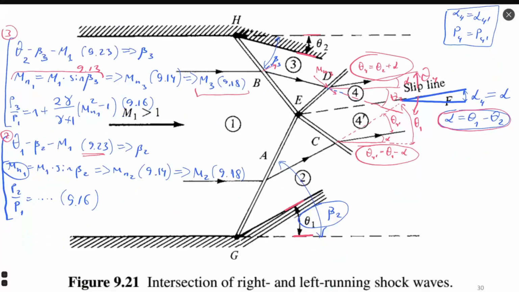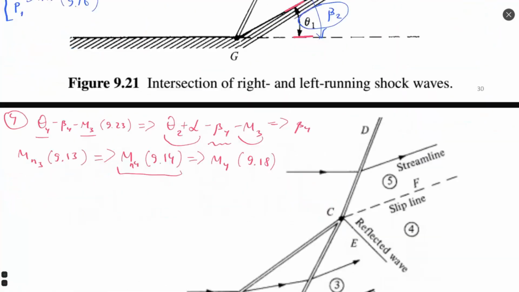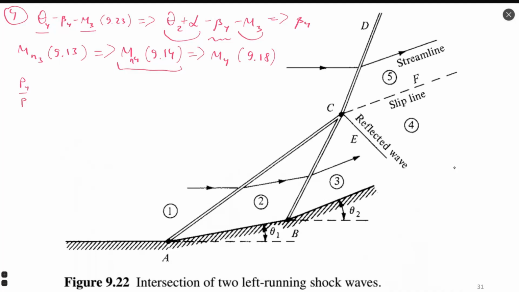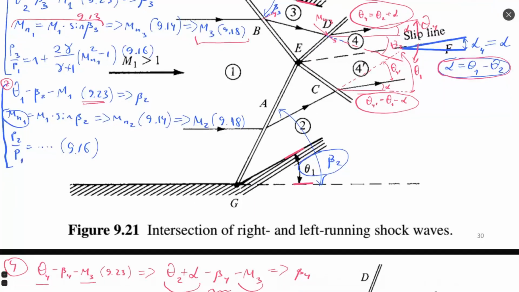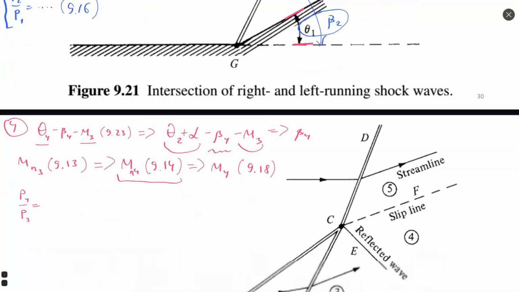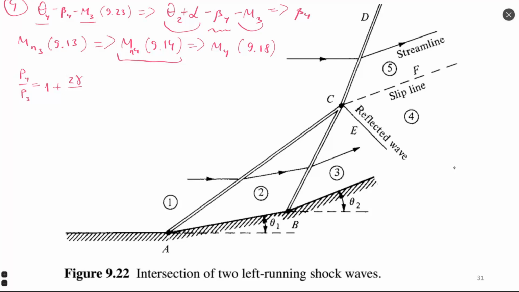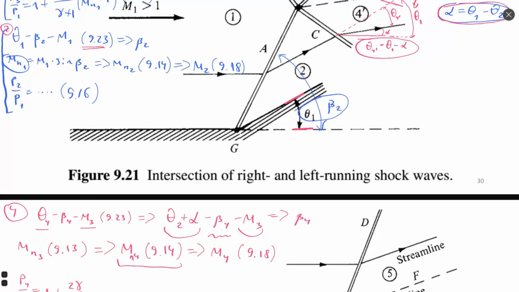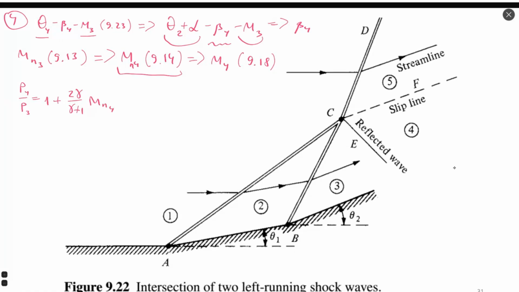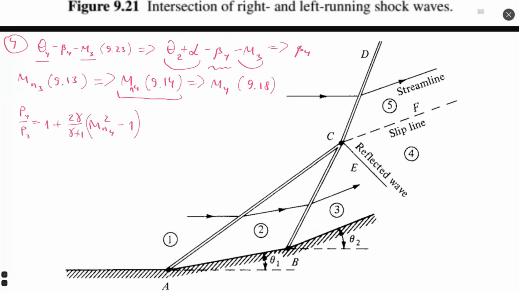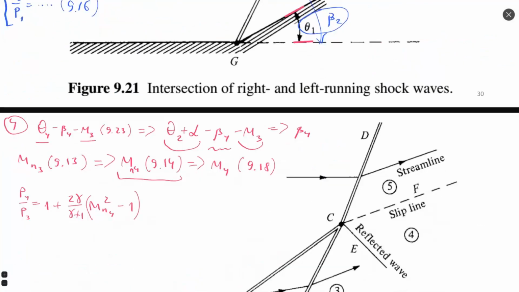And the last operation is to calculate the transition in pressure. Pressure 4 divided by pressure 3, according to this equation 9.16. I will probably write it again. It's 1 plus 2 gamma divided by gamma plus 1, times Mn4 squared minus 1. It's important because I then need to combine two equations together. Yeah, looks the same.